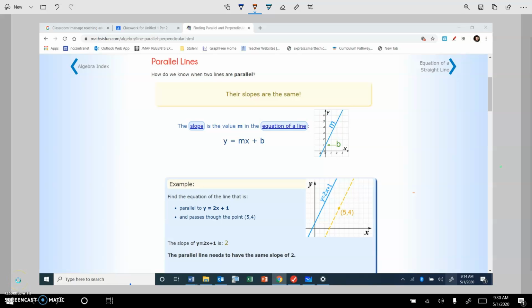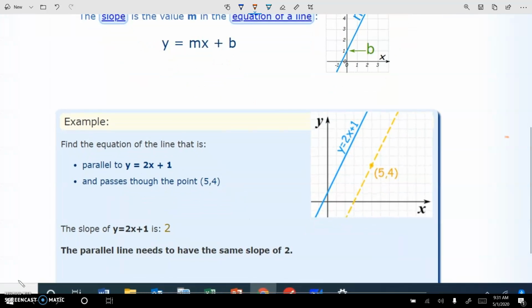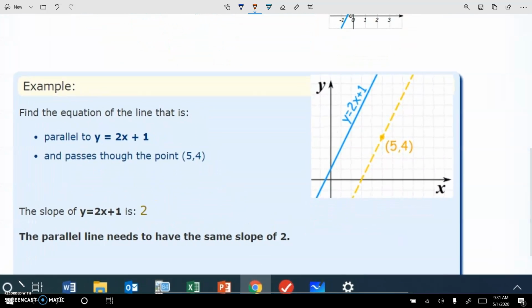Hi everybody. We're going to work on lesson 818 today. But before we start writing notes, I just want to show you something about what we're going to be doing today. We're going to be dealing with parallel lines. Now, I actually want to just go down to this example first.